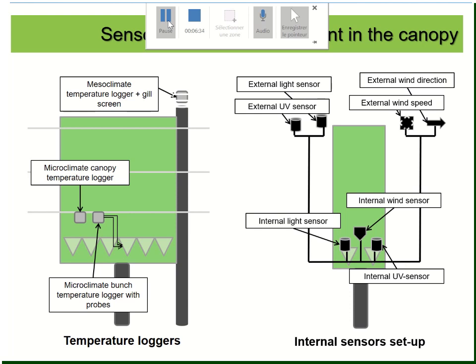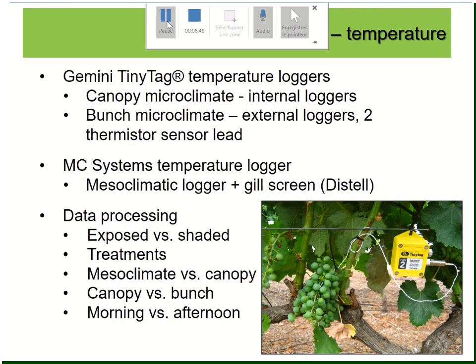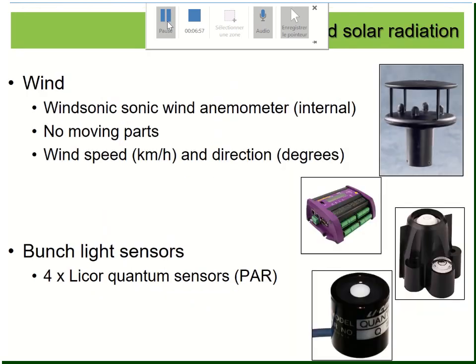We measured all those abiotic factors at various levels, mainly at the meso and macroclimatic levels, but we also had a weather station to get the information at the macroclimatic level. Just an example of how to measure temperature at the berry level with some probes using TINYTAG temperature loggers. These are tools used to measure the wind speed, and some examples of tools used to measure the light quantity.